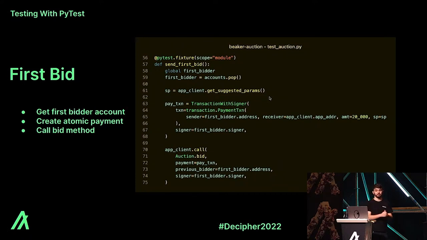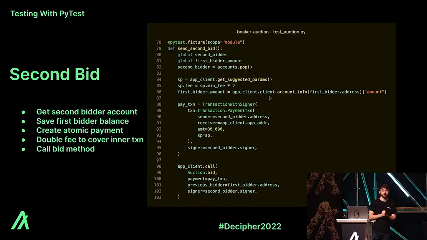So the starting amount is 10,000. We want an amount that's higher than that. As you can see in our transaction, we are specifying the amount is 20,000, and then attaching our signer to it. And then we call the method with appclient.call, specifying we're calling the bid method, and then passing in the payment transaction, passing in the previous bidder, and attaching a signer to it.